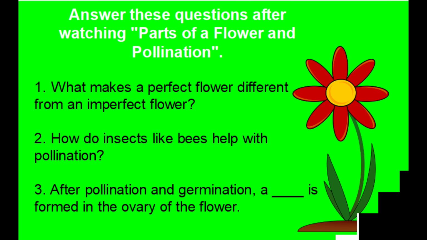Once you've labeled the parts of the flower, you'll have 3 questions to answer that are based on the video. Number 1, what makes a perfect flower different from an imperfect flower? Number 2, how do insects like bees help with pollination? And number 3, after pollination and germination, a blank is formed in the ovary of the flower. For number 3, all you have to do is copy it and fill in the blank. It's not actually a question.